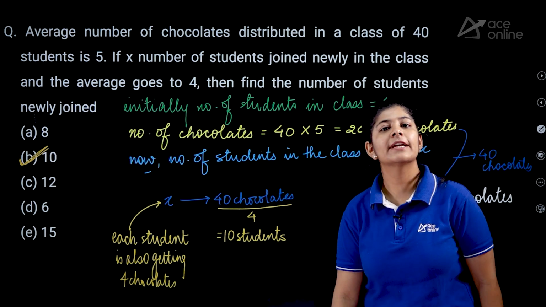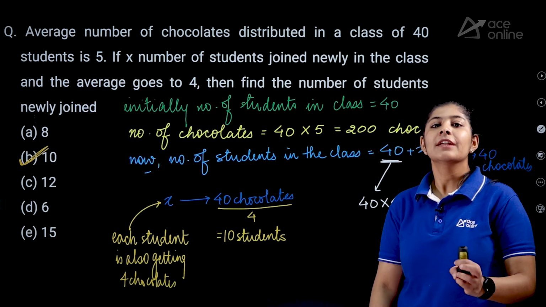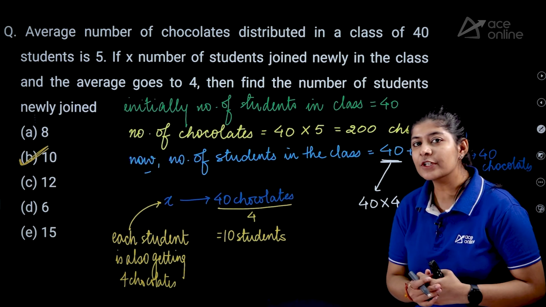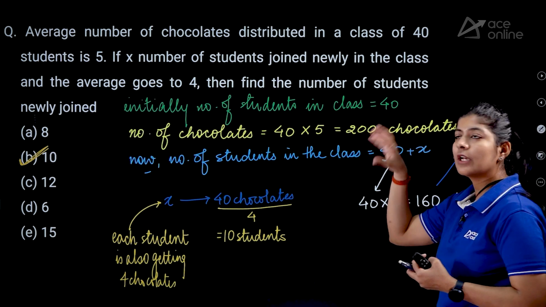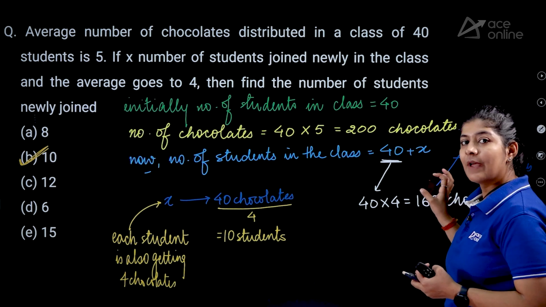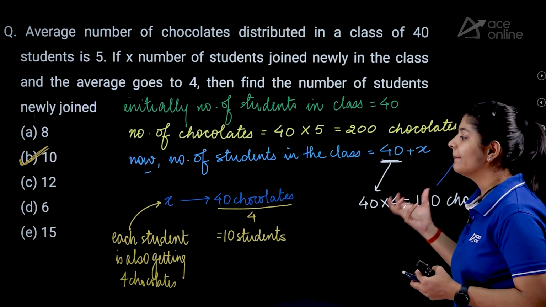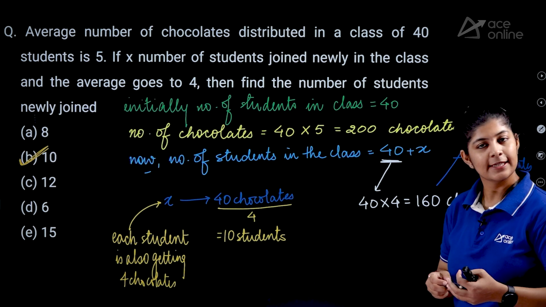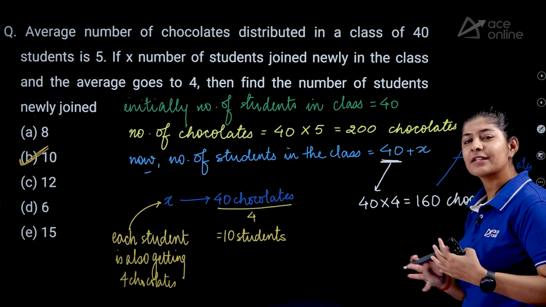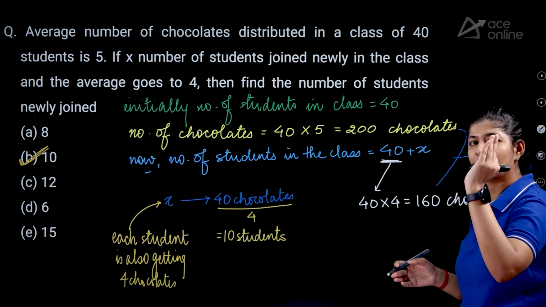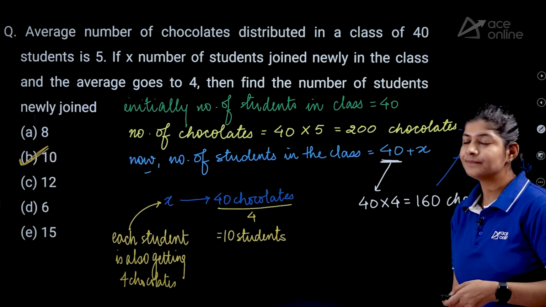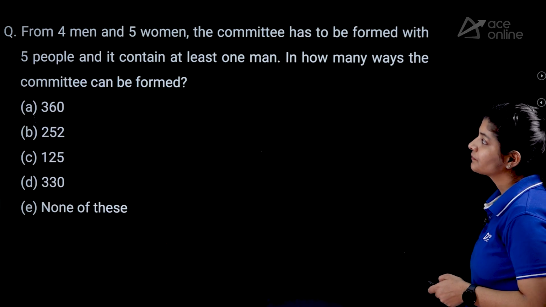The correct answer over here is option B, that is, newly joined students is equal to 10. Is it clear? First we found the total quantity that we have. Then we found the difference, and with the help of the difference we found the newly joined students. Whenever we have the concept of average, there's no need to introduce a variable. We can easily determine the correct answer. Is it clear? Okay. Next.